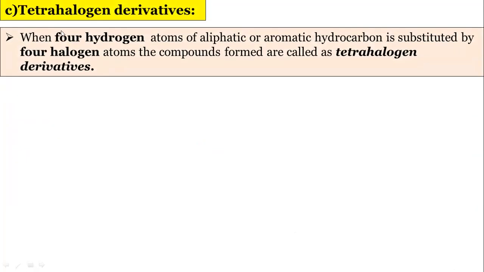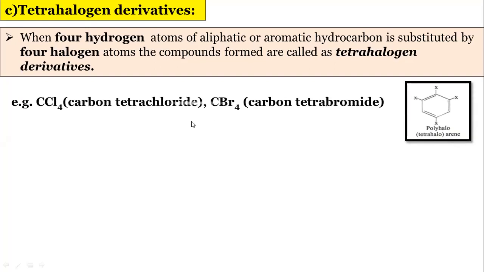Then tetrahalogen derivatives. The definition is the same as for monohalogen, dihalogen and trihalogen derivatives. Mono means one hydrogen is replaced. In case of di, two hydrogens are replaced. In case of tetra, four hydrogen atoms are replaced with four halogens. The example of this: all four hydrogens of methane replaced with chlorine. The name is carbon tetrachloride. If it is replaced with bromine, it is called carbon tetrabromide.